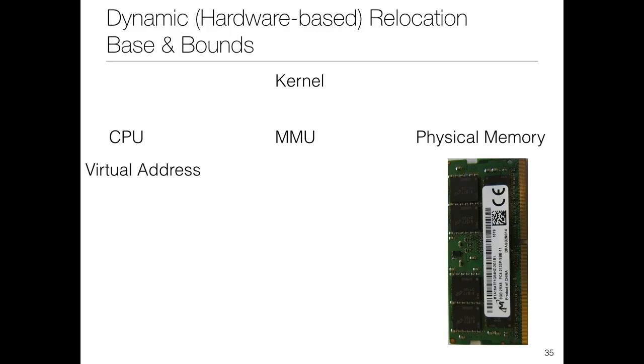So the first technique we look at for doing address translation is called base and bounds, which we should look at in the next lecture. So it's time. Any questions?